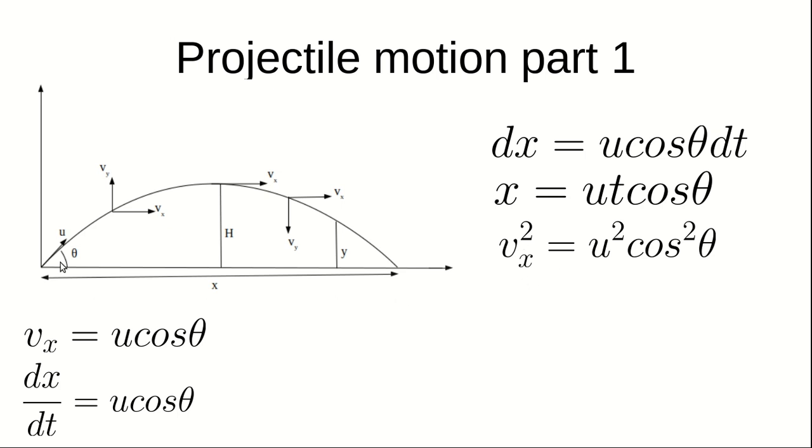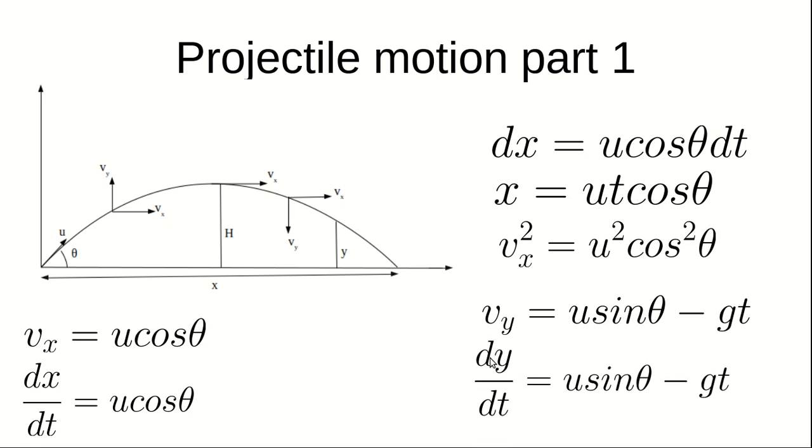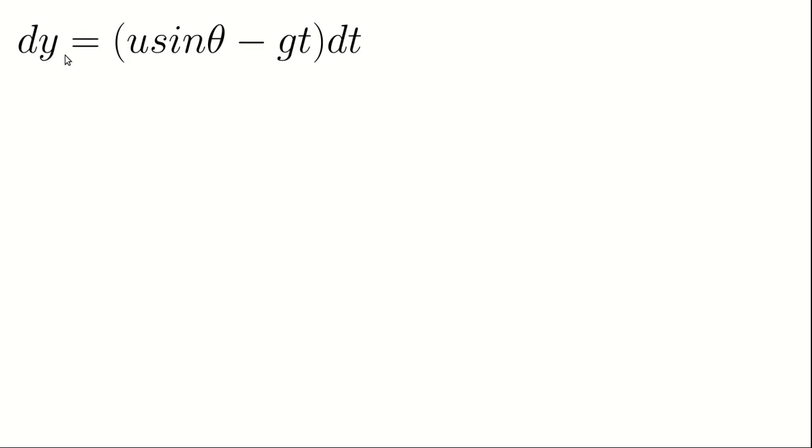So we'll move on to the y components. For the y component, we have Vy, the vertical velocity, equal to u sin theta minus gt. And the gt is there because as the body moves upward, gravity acts on it, which is gt. So from here, if we do the same thing, we can get the y distance from the origin. So we have dy/dt equal to u sin theta minus gt. If we send dt to the other side, we can integrate both sides and get our y. And that gives us this expression.